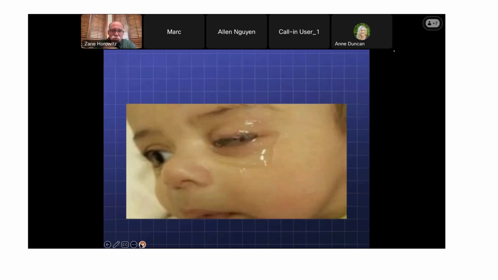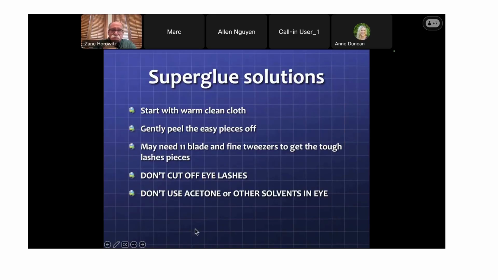There's a child with some glue in his eye. So warm cloth, peel off the pieces. People have used an 11 blade if they're adept at using a blade, but a fine tweezers is fine. Don't use any of these other solvents like acetones or alcohols in the eye. It's just patience and slowly picking away at the plasticized glue solution.